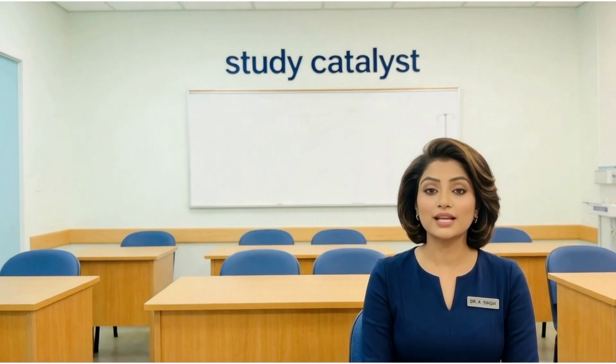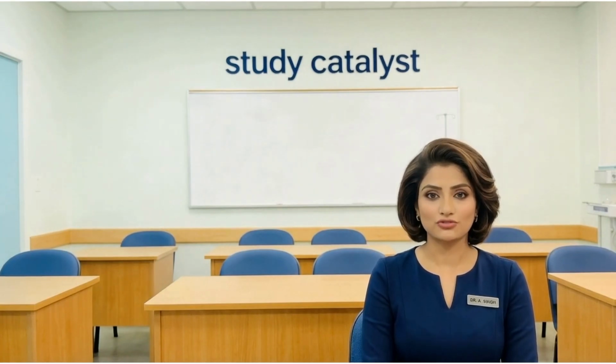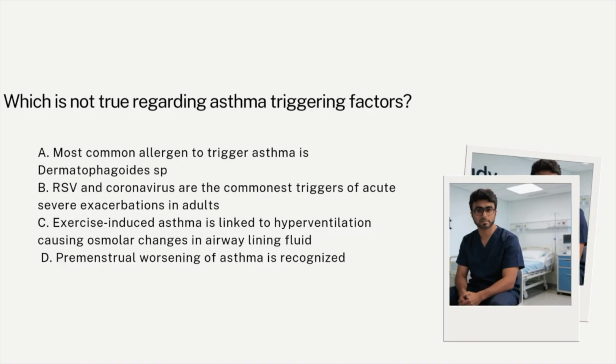Which is not true regarding asthma triggering factors? A. Most common allergen to trigger asthma is Dermatophagoides. B. RSV and coronavirus are the commonest triggers of acute severe exacerbations in adults. C. Exercise-induced asthma is linked to hyperventilation, causing osmolar changes in airway lining fluid. D. Premenstrual worsening of asthma is recognized.